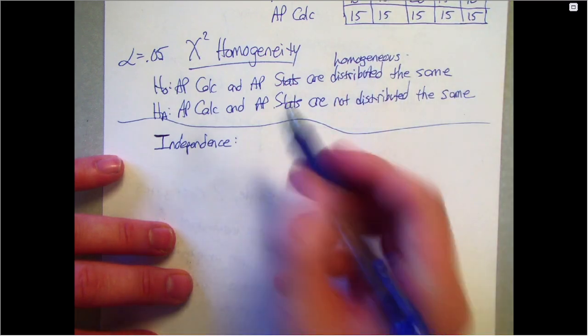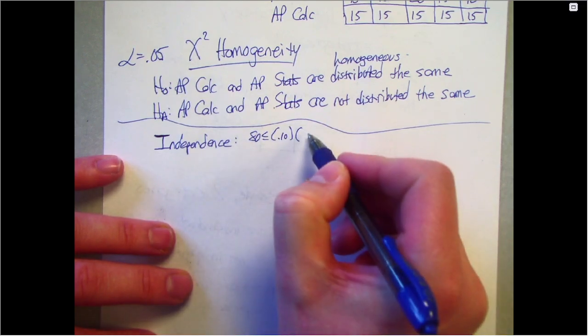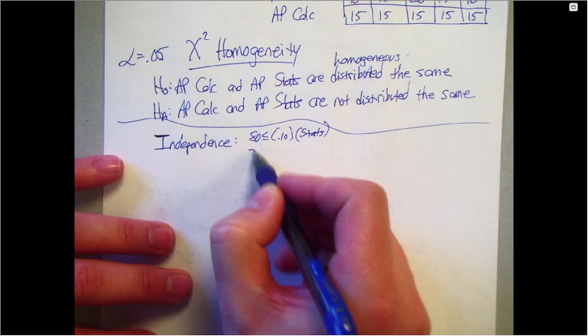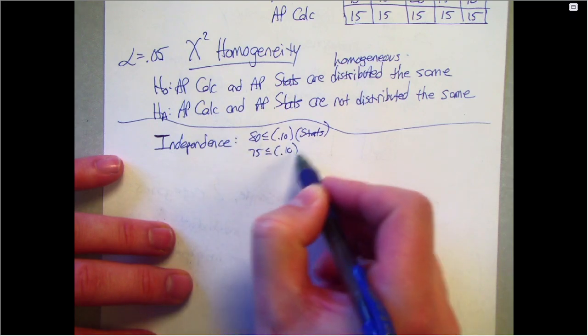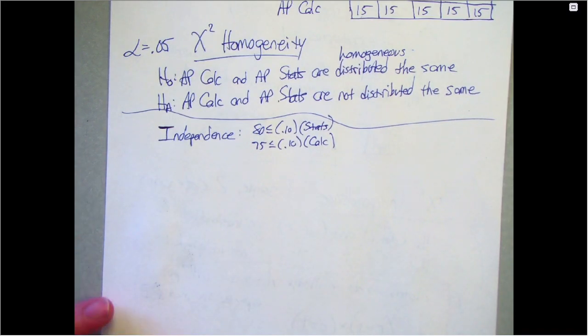80 and 75. 80 is less than or equal to 10% of all stats. And 75 is less than or equal to 10% of all calc. Because you have two samples there. We didn't have to do that in the previous problem, the independence one, because we only had one sample.